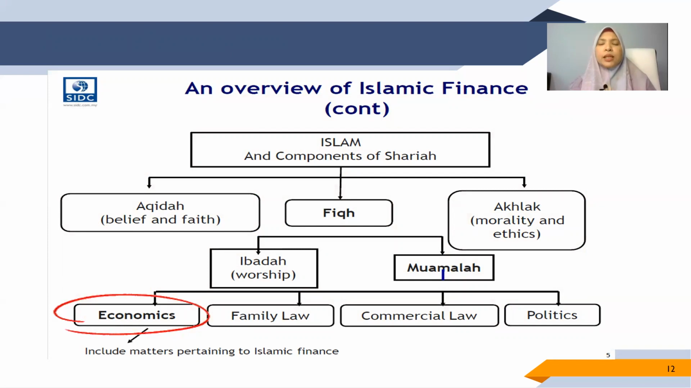In fiqh itself, we divide into ibadah, worship, which is specifically to Allah Subhanahu wa Taala. For example, our salat, our fasting, our hajj. This is for ibadah. However, muamalah is more general, which is related to humans, where we go about our life: we have the economic, the family law, commercial law, politics, and others. So of course, Islamic finance will be located in the economic sector.